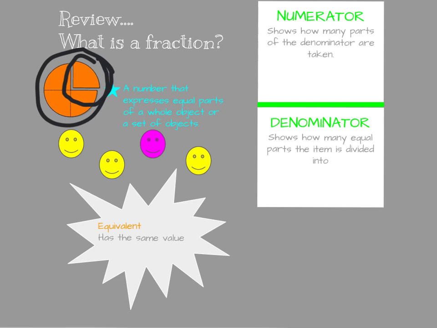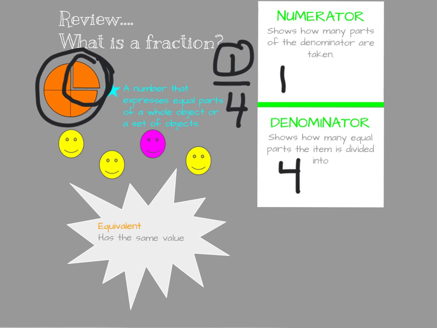So we see just one of those pieces. So we'll go ahead and write that down as the piece that's being taken away. And that's out of four separate equal pieces that make the whole. So 1/4 is what we have here. So let's take a look at this. This is our numerator. And a numerator shows how many parts of the denominator are taken. 1 in this instance. Our denominator shows how many equal parts the item is divided into, which is 4, like we just discussed here. We have 4 equal pieces that make a whole.